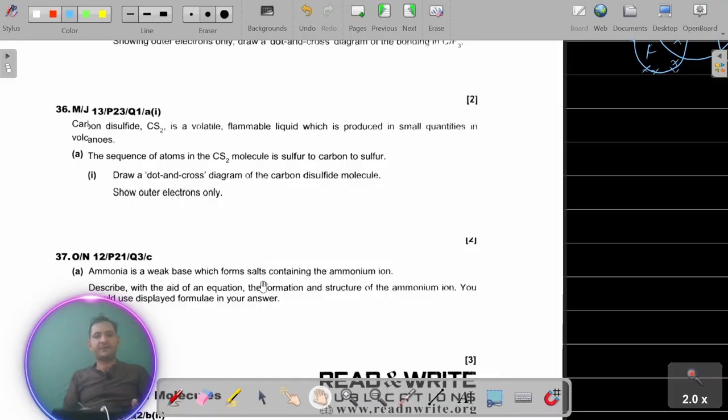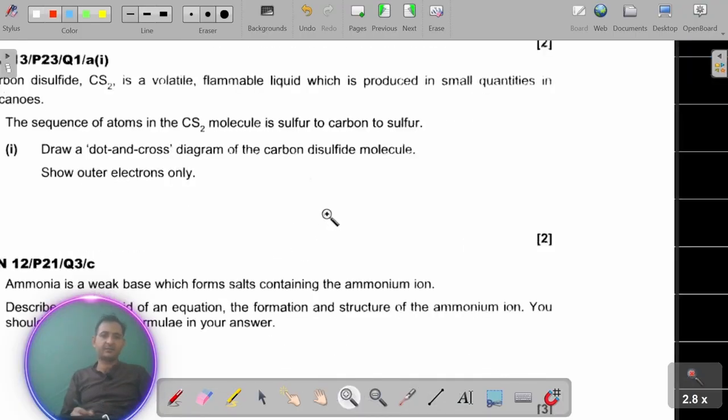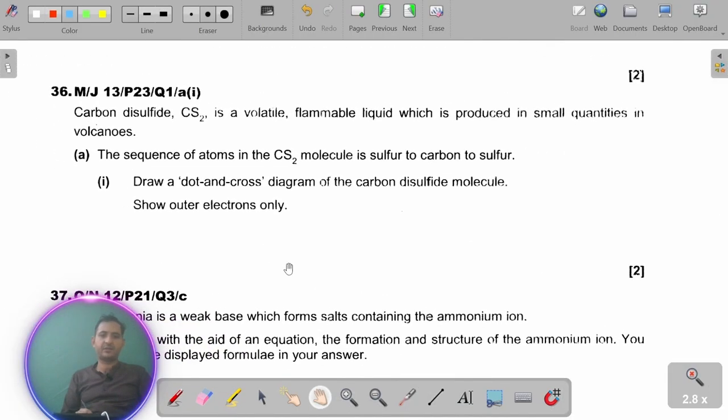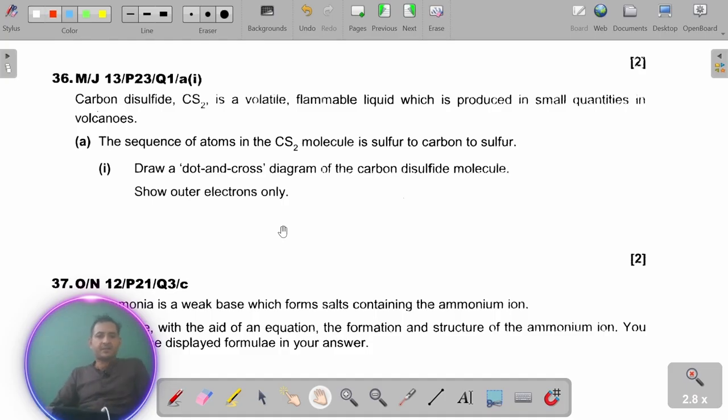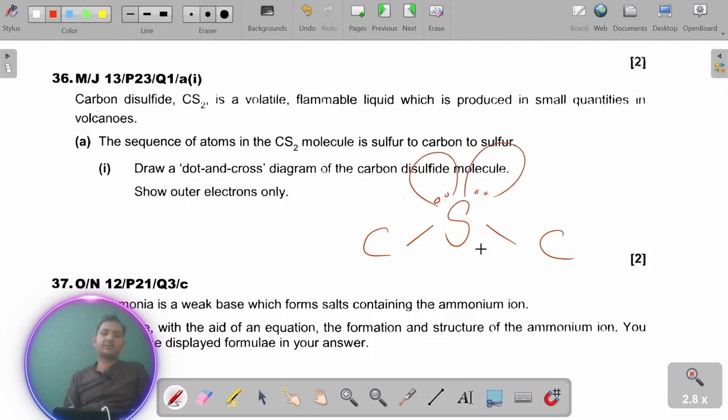Carbon disulfide is volatile and flammable. Volatile means it evaporates at ordinary temperature, room temperature. The sequence of atoms in the CS2 molecule is sulfur, carbon, sulfur. It is easy. I think we have already done this. CS2, just like this. Here we have this carbon, and the sulfur has lone pairs, and they are repelling. I already drew the structure like dot and cross. You can check from the previous question.